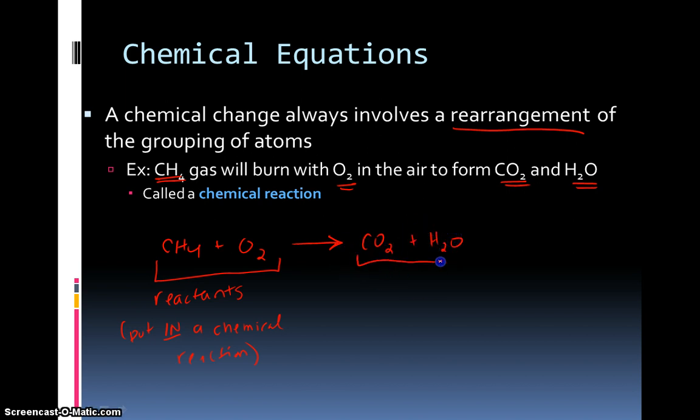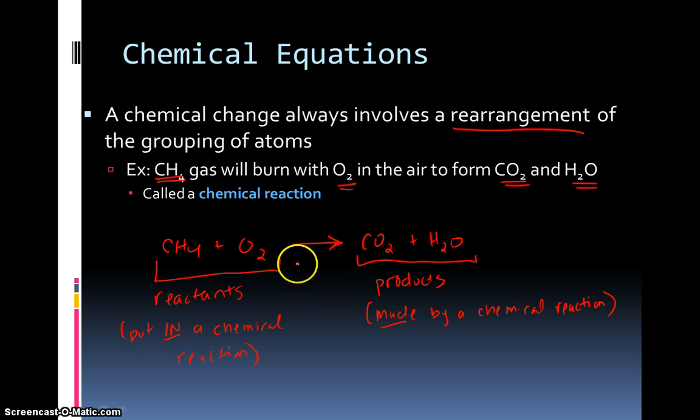These things are called your products. And this is what you get out of a chemical reaction. So these things are made by a chemical reaction. So when you're writing a chemical equation, it always starts with your reactants and it always ends with your products.